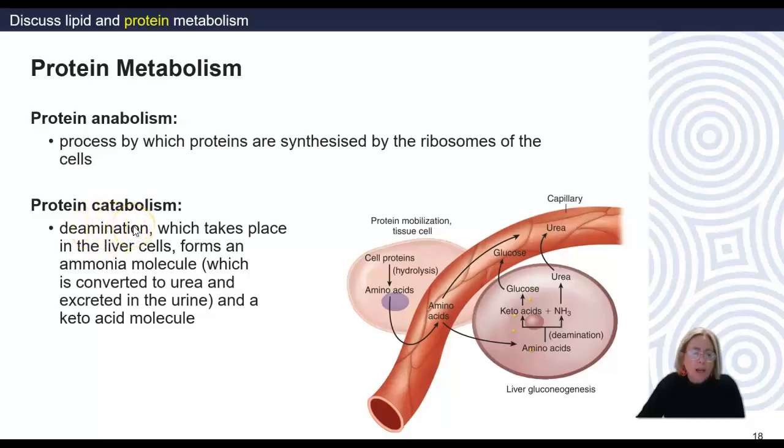Now, remember what deamination is. It takes place firstly in hepatocytes. And remember, proteins are nitrogenous based, and one of the waste products is ammonia. And remember, ammonia is very toxic, and it's converted to urea and excreted in urine. And the other product that forms is a keto acid molecule as well.